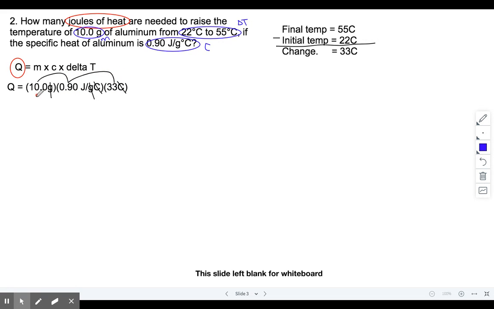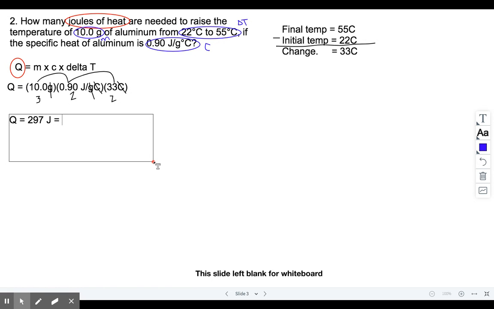And this one has 3 sig figs. This one only has 2 sig figs. And this one only has 2 sig figs. So my answer's got to be in 2 sig figs. So let me multiply all 3 of those together. So Q equals, and I multiply 10.0 times 0.90 times 33. And I get 297 joules.